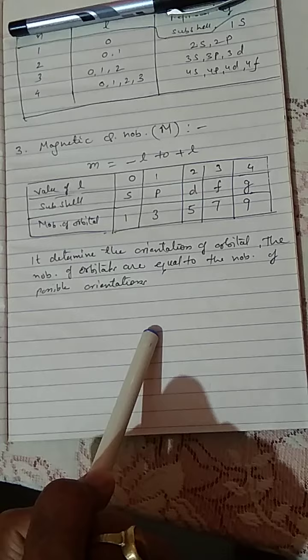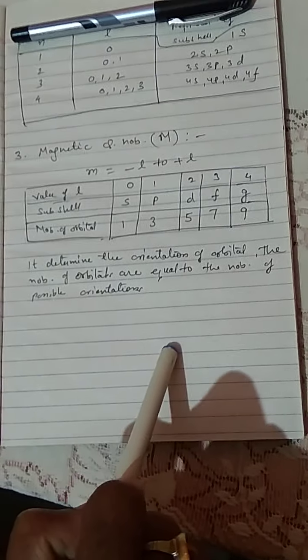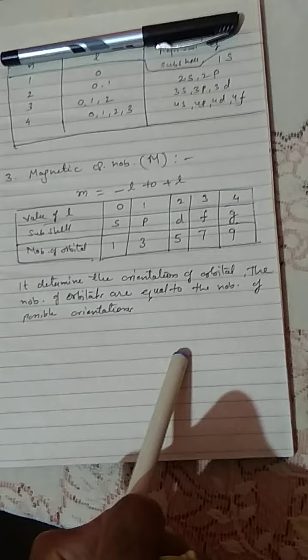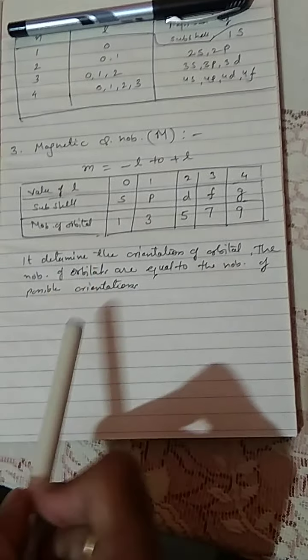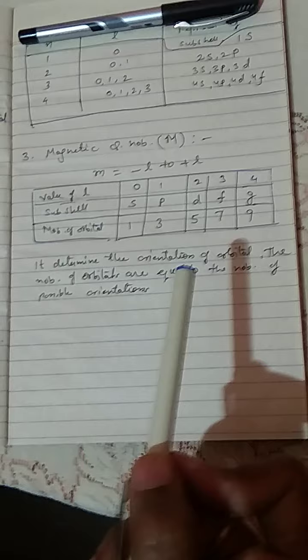After that, spin quantum number only tells us about the movement of electron, that is clockwise and anti-clockwise. Clockwise is denoted by positive half, anti-clockwise is denoted by minus half.